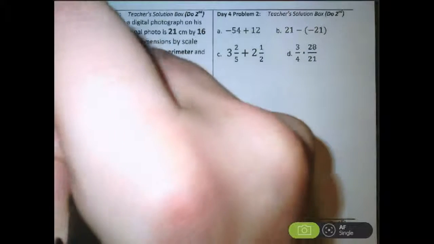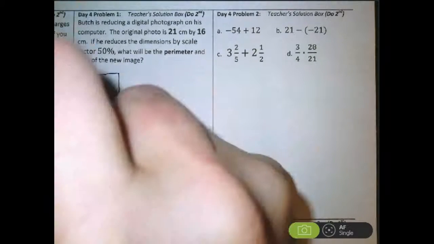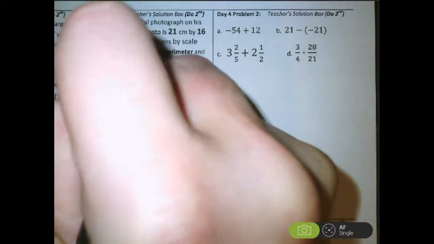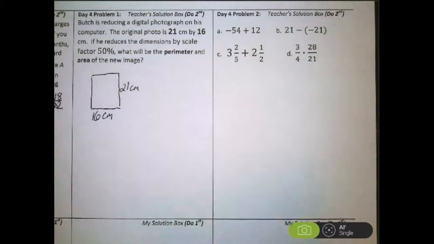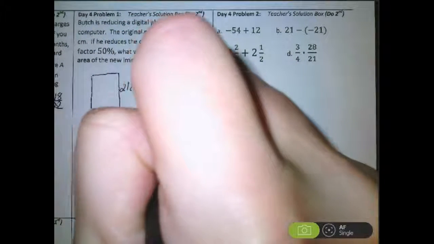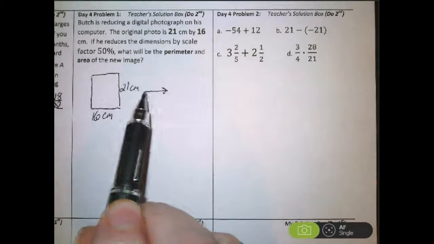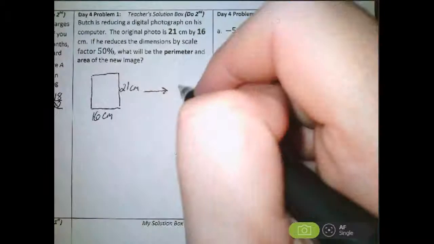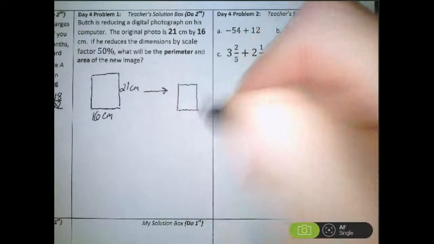And so I'm going to draw a quick sketch of this just to help me visualize what's going on. Here is a rectangular shaped photograph. It is 21 centimeters tall and 16 centimeters wide. And we're going to transform this. In geometry class, you learned that the symbol for transformation is an arrow. And what's happening is it's being reduced, so made smaller, by scale factor 50%.